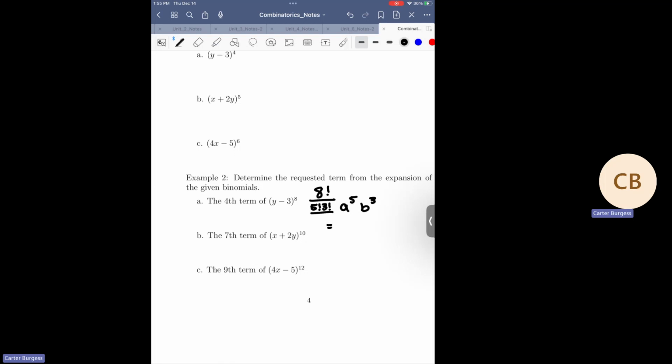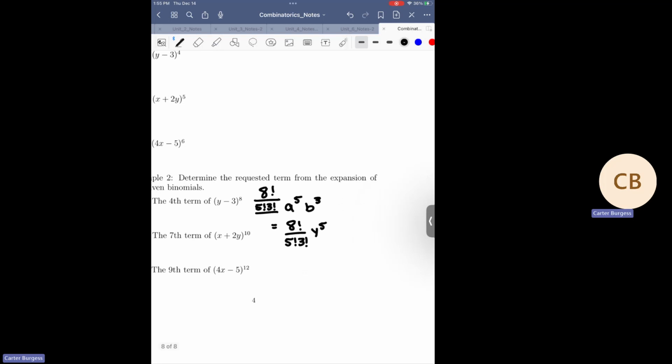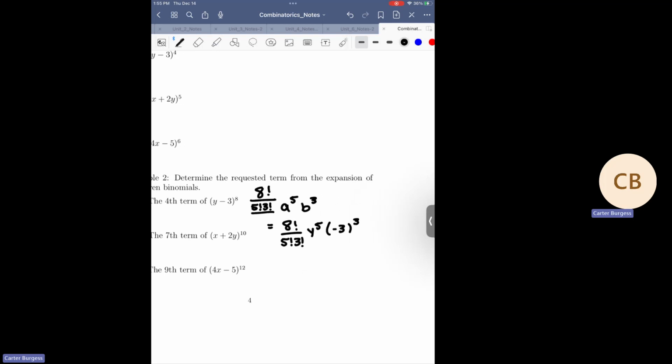This is going to be the same as 8 factorial over 5 factorial, 3 factorial. A we said was y, so y to the power of 5, and B we said was -3, so -3 to the power of 3. And you could figure out what that is. I think it ends up being 56. You could plug that into your calculator: Math, probability, nCr, n would be 8, r could either be 5 or 3. Funny enough, this is symmetric. And then multiplying that by -27, that's fine and all. I don't require you to simplify. Box your answer. Call it a day.